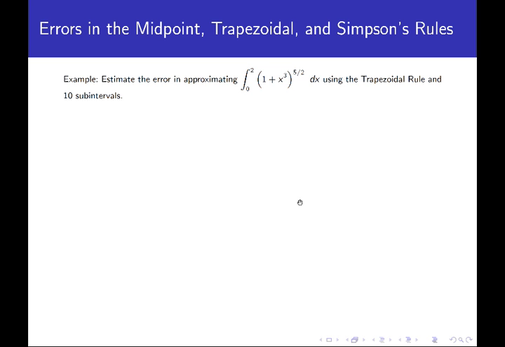All right, so let's look at this integral. We want to estimate the error in approximating the integral from 0 to 2 of (1 plus x cubed) raised to the 5/2 power dx using the trapezoidal rule and 10 subintervals. Okay, so the most complicated part of doing this is actually finding the upper limit of what the absolute value of the second derivative can be. That can get complicated. So the ones that you'll have to do will be relatively rigged so that you can actually do it.